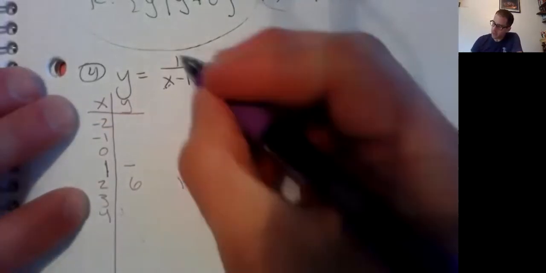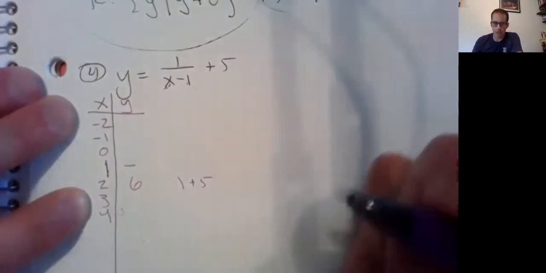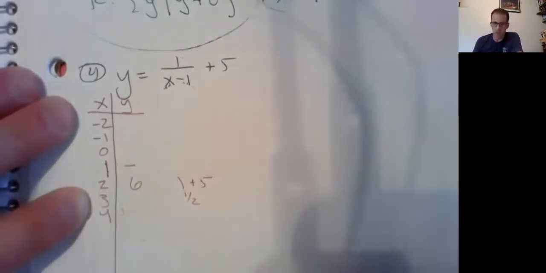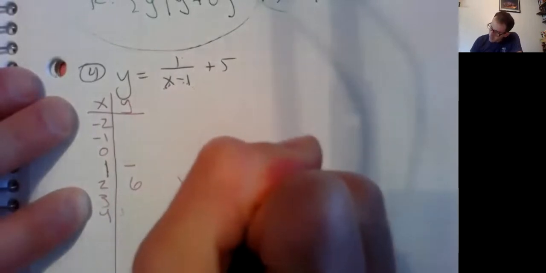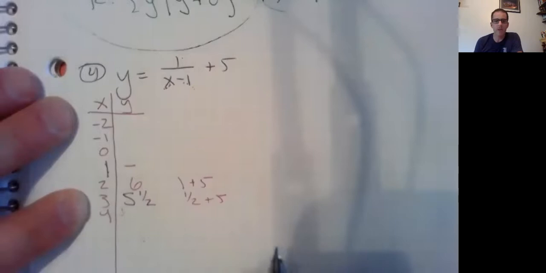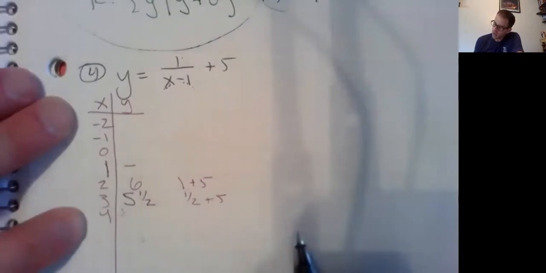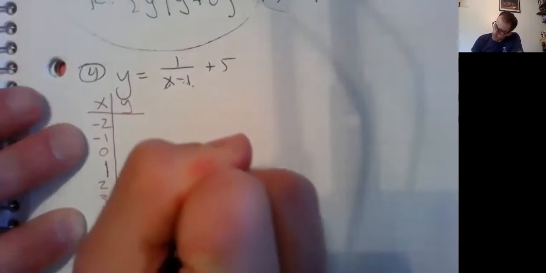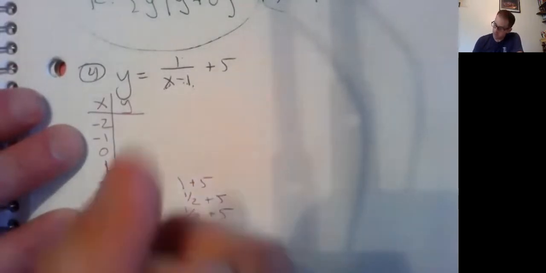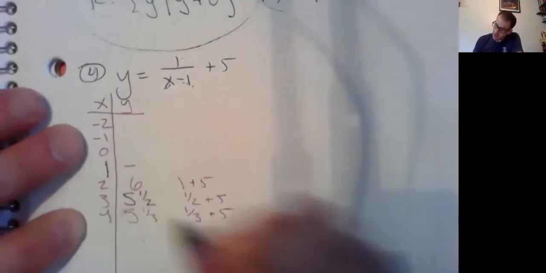Let's plug in 3. 3 minus 1 is 2. 1 over 2 is 1 over 2. Plus 5. I said mixed numbers are okay. 5.5, right? It's easy to graph a mixed number. 5.5 is easy to graph. 11 over 2, not so easy to graph. 4. 4 minus 1 is 3. 1 over 3 is 1/3. Plus 5. Again, I said mixed numbers are okay. 5 1/3.